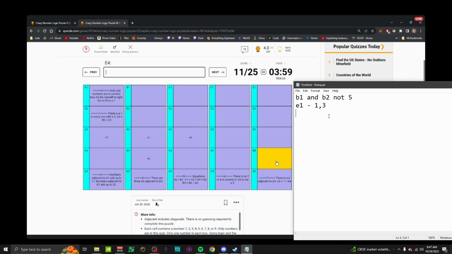7 or 8 in column D. D3 is not a 5. Okay. We got the 6 adjacent. That's nice. C4 plus 1 equals A4. Okay, so E5 and A1 are both useless now. We use them up.